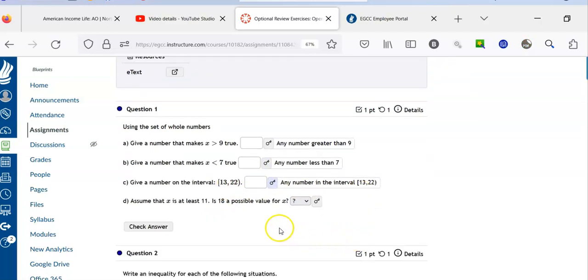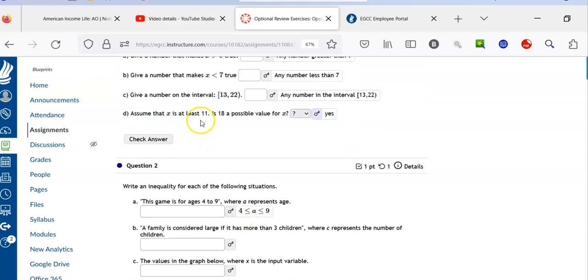All right? At least 11. At least 11 means it can be 11, okay? So 18, of course, is. So at least 11 means 11, 12, 13, 14, and so on. At least means it can be. It's important to understand these distinguishments, okay?